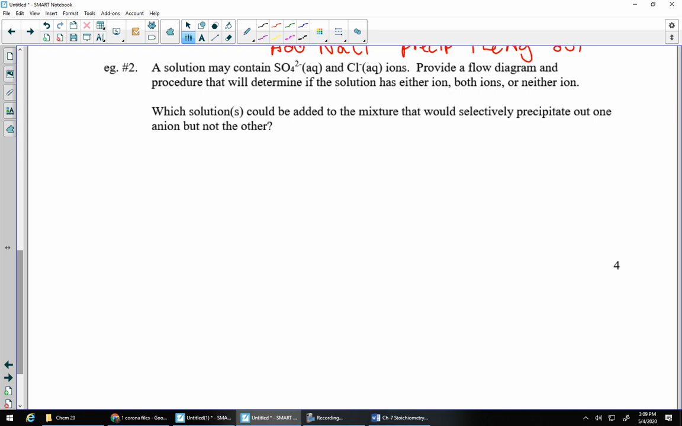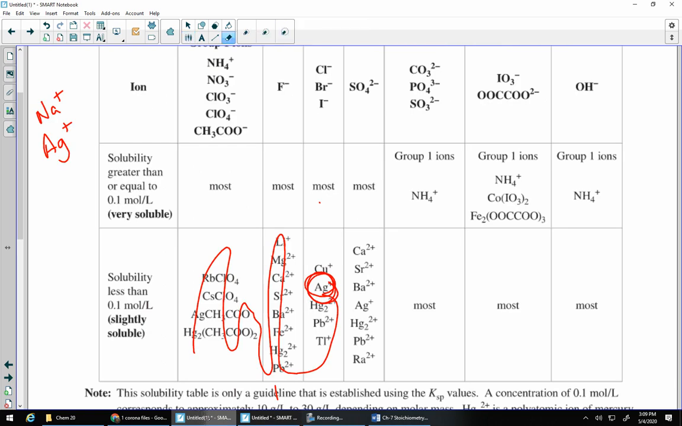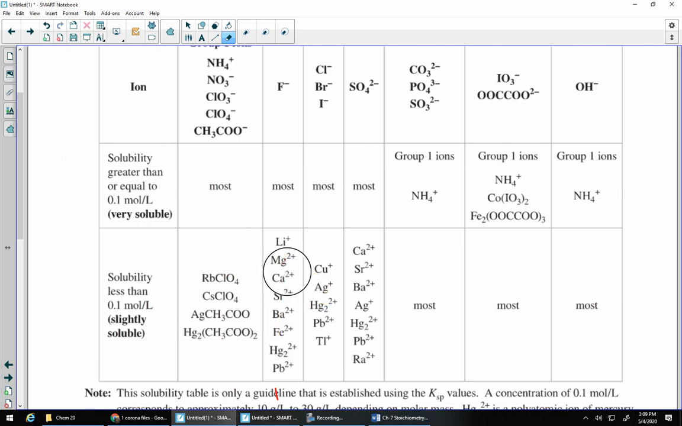So we are starting off, we want a flow chart. We're starting off with potentially SO4 2 negative, and Cl negative. We want to add something. And when we add that, there's always going to be two options. So we have to think, we want to add something that's going to precipitate one of these things, but not the other. One, but not the other. So let's go back to our table here. Let's clean it up a whole bunch. And let's see if we can find something that could precipitate one and not the other.